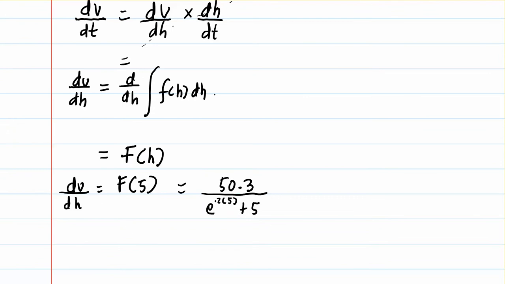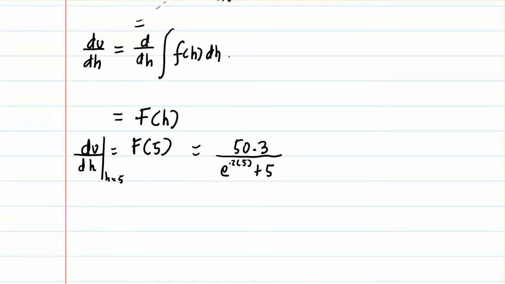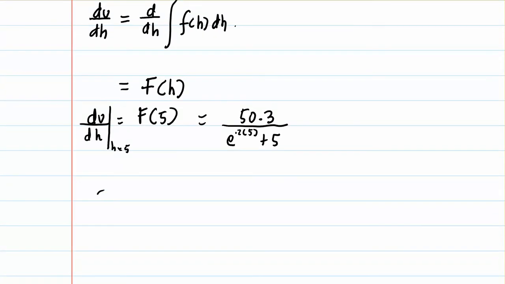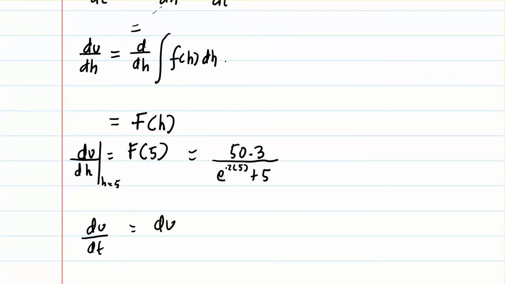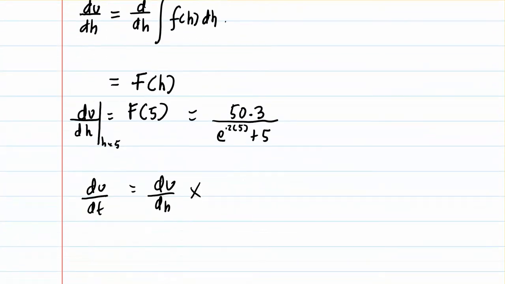Now we have found dV/dh at h equals 5. And now I'm just noticing that I wrote t equals 5. This should be h equals 5. And to find dV/dt, that's just equal to dV/dh, which we have right above, times dh/dt. But what is dh/dt? dh/dt is simply 0.26.